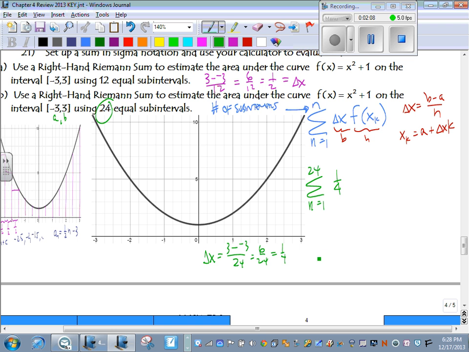X sub k. For x sub k, we're taking a, which is negative 3, plus delta x, which is 1/4, times k. So actually, you know what? I'm going to go back and change this. Sorry. I'm going to make these x sub n. We used k for a different type of problem. So we're going to say x sub n.